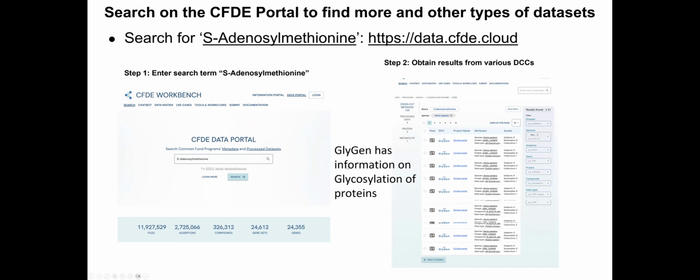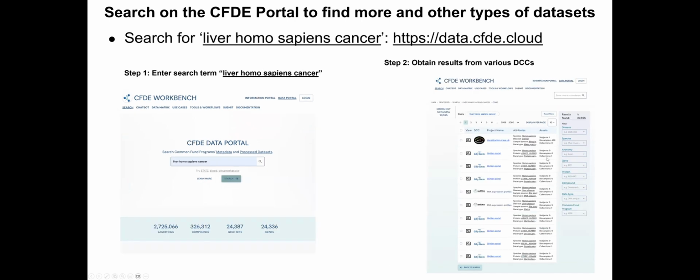And it tells you, for example, that GlyGen, which is a glycomics resource, has information on the glycosylation of proteins involved with S-adenosyl methionine. And you can go to GlyGen, and we allow you to download the data from the GlyGen portal if it is public. And so you can then analyze it further.